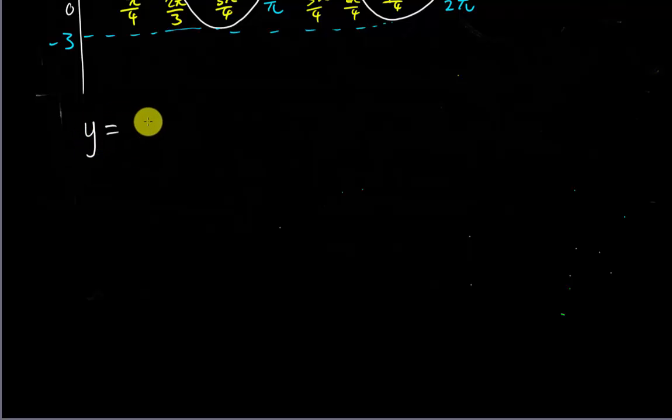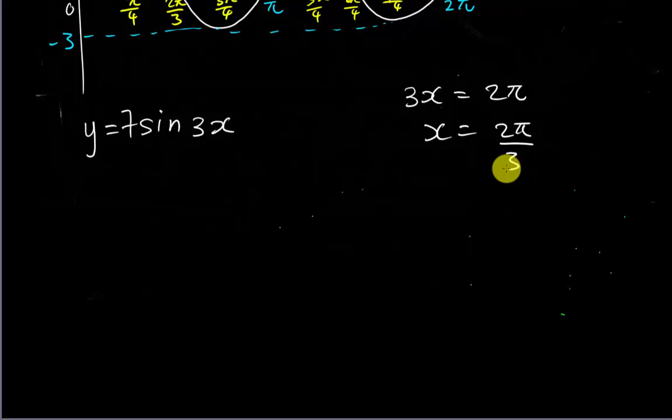Okay, let's say y equals sine 3x. Because the amplitude doesn't matter, I can put a 7. For me, it doesn't matter because it just changes a little bit. Okay, now you have some problem. 3x will equal 2 pi, so x will equal 2 pi over 3.